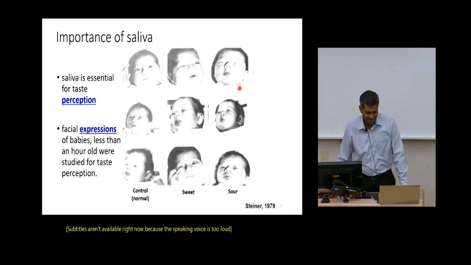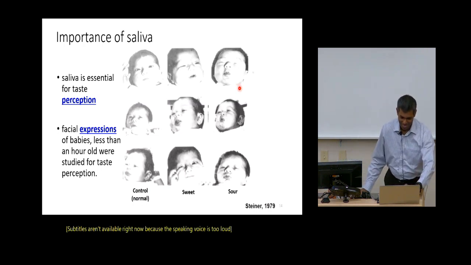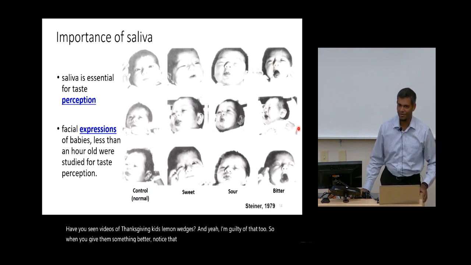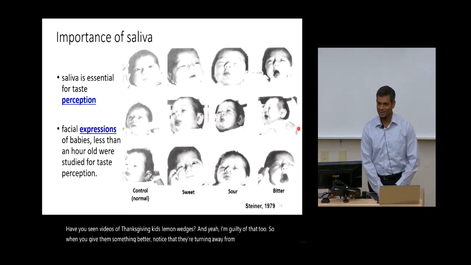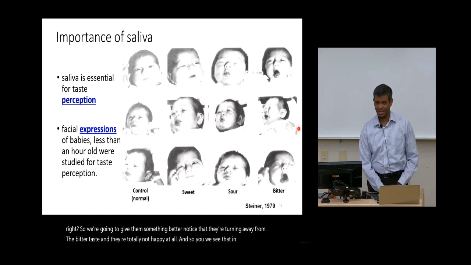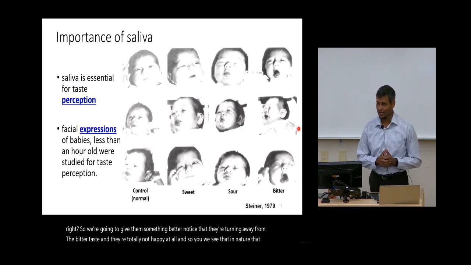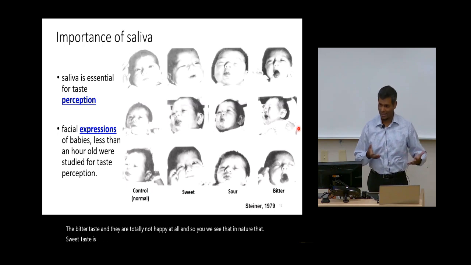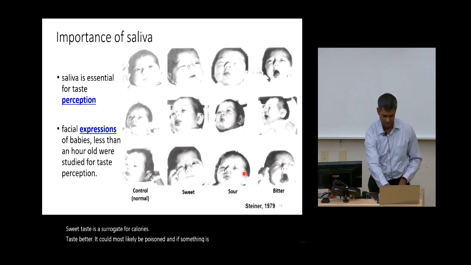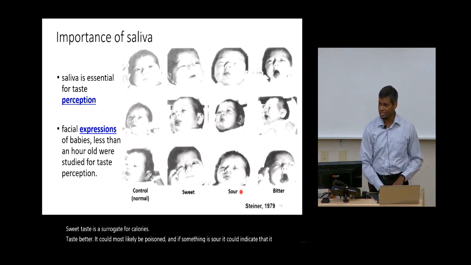And yeah, I'm guilty of that too, right? But when you give them something bitter, notice that they're turning away from the bitter taste, right? And they are totally not happy at all. And so we see that in nature that sweet taste is a surrogate for calories, whereas if something tastes bitter, it could most likely be poison, and if something is sour, it could indicate that it has been spoiled, right?